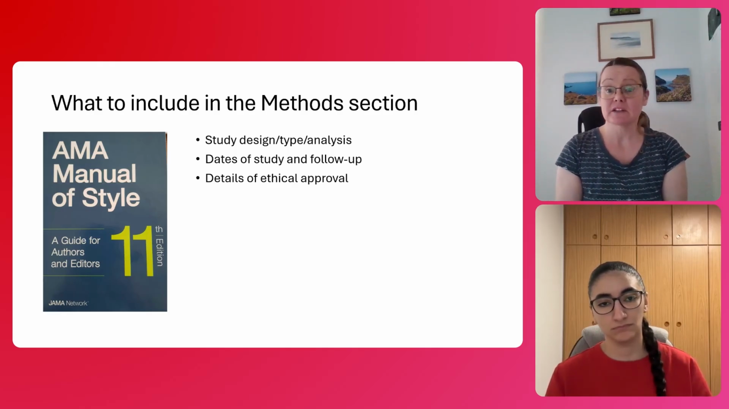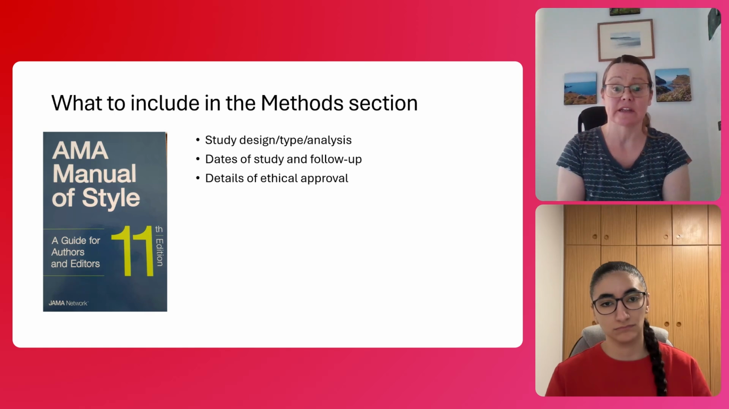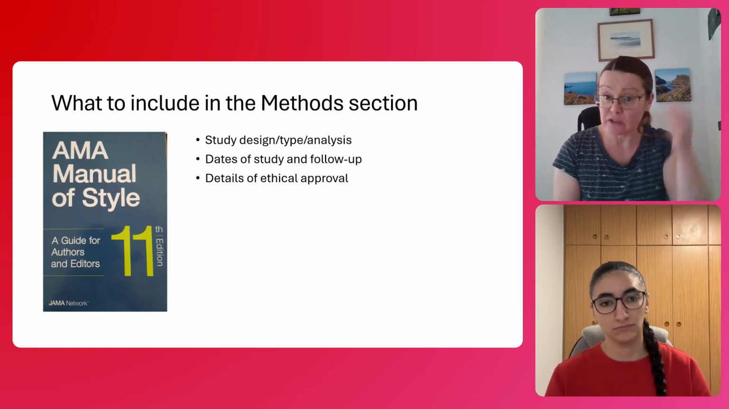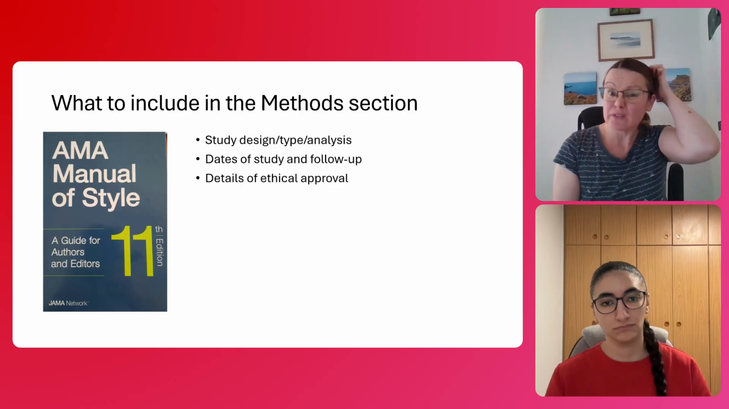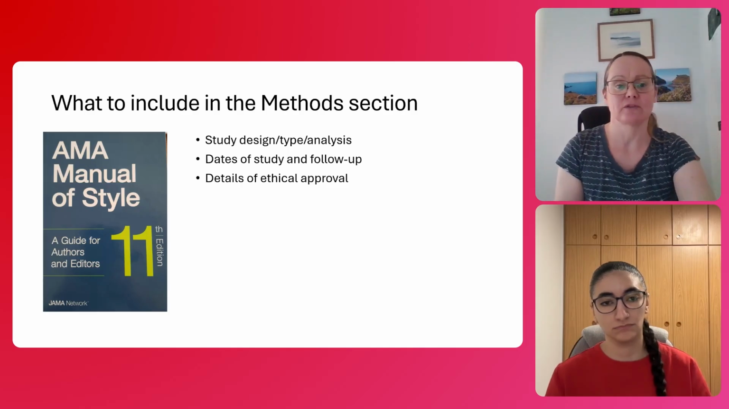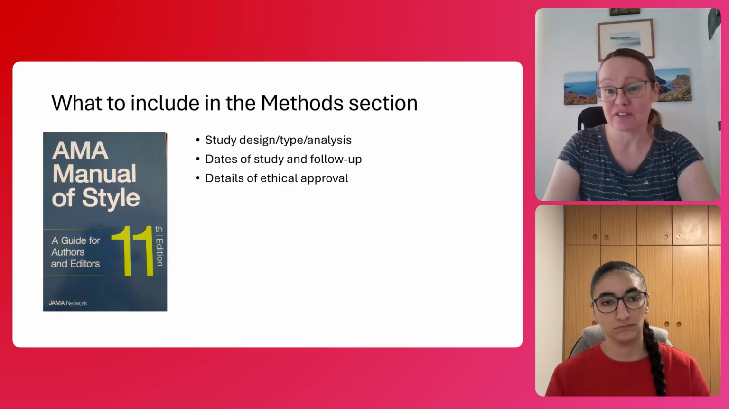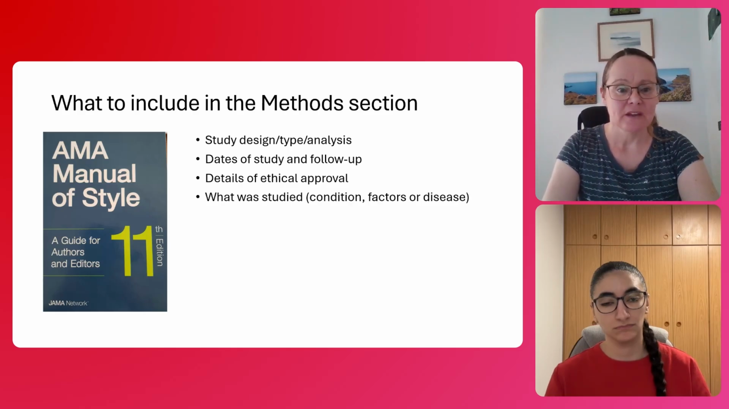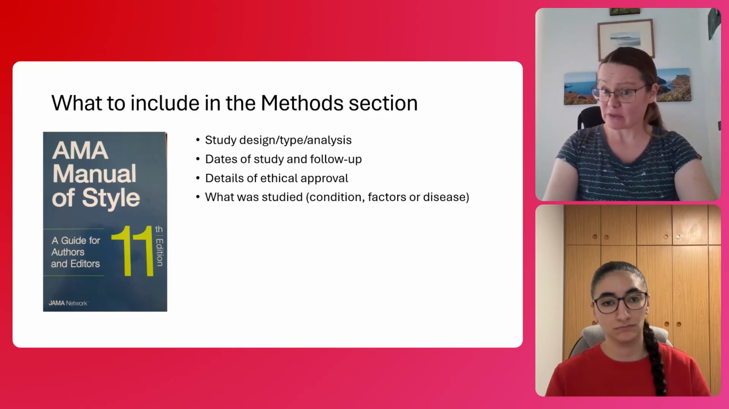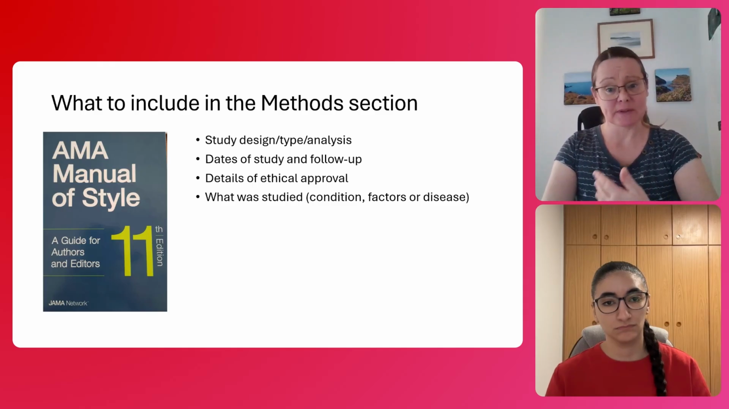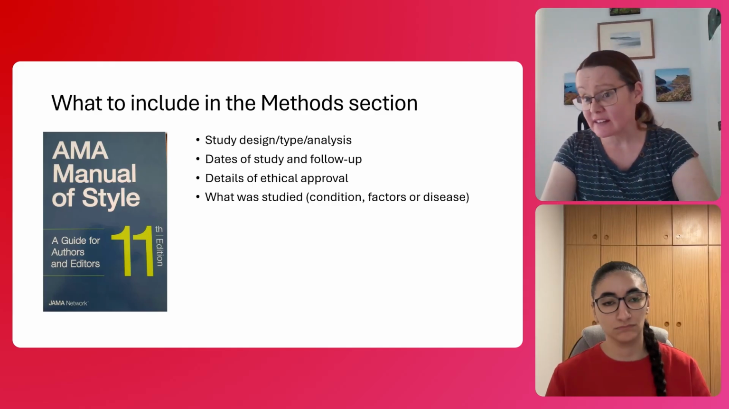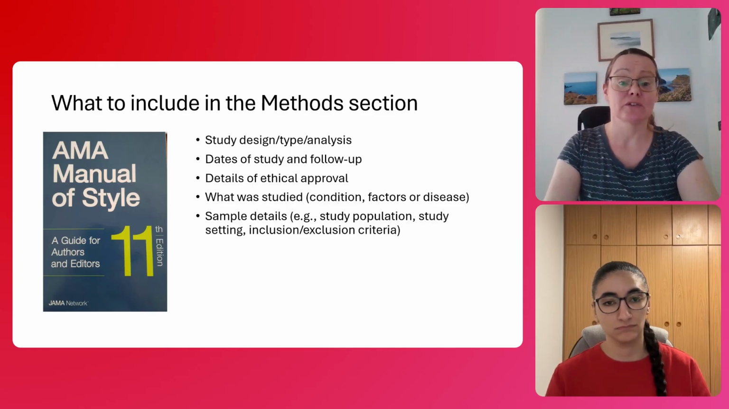Of course, we're medical writers. We're often reporting on clinical data involving human patients. Very often we need ethical approval for that. And AMA want to see that we have got that approval. We need to talk about what we studied, okay? What particular condition, what particular factors, what particular disease, for example, and of course, who we study.